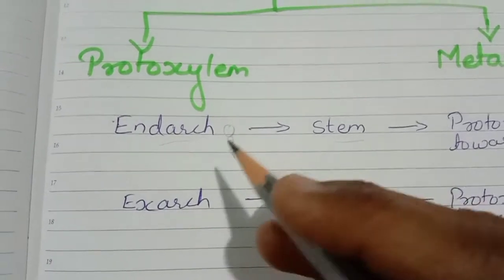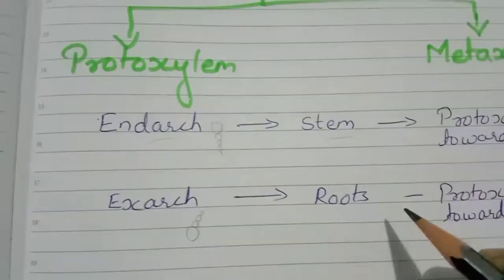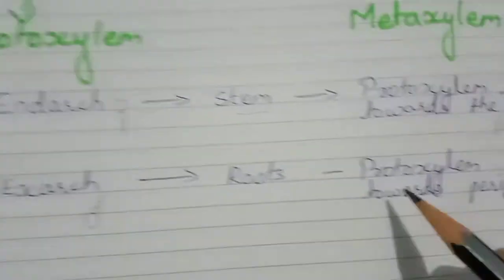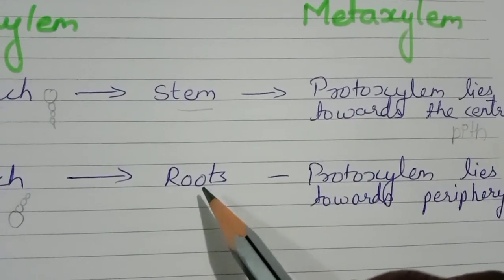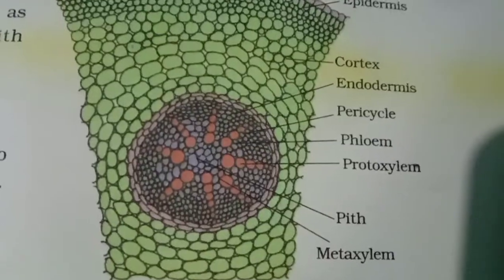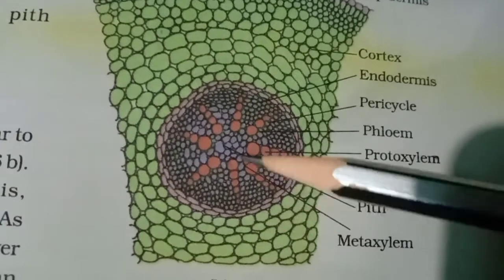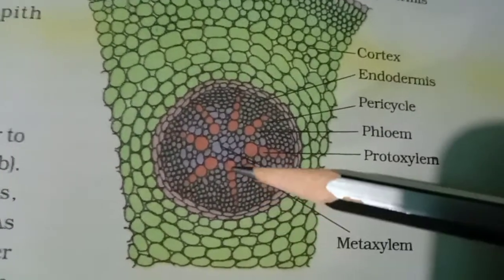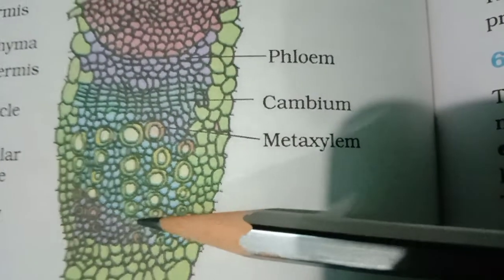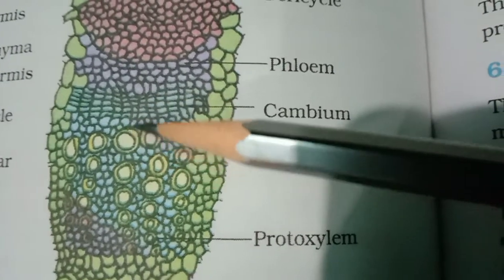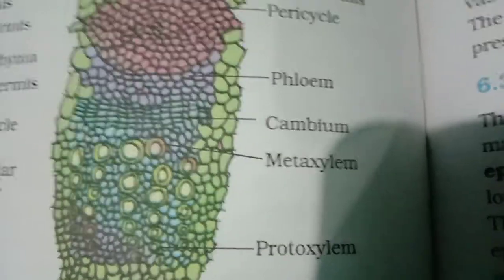Exarch means exit, outside. If the protoxylem is towards the peripheral region, it is known as exarch, and it is seen in roots. So protoxylem lies towards the periphery, outside. That is the special condition in roots. See, this is a root where you can see protoxylem outside and metaxylem towards inside. Exarch condition. This is seen in root. This is endarch condition. You can see protoxylem lies towards the pith region and metaxylem is towards the peripheral region. So this is endarch condition which is seen in the stem.